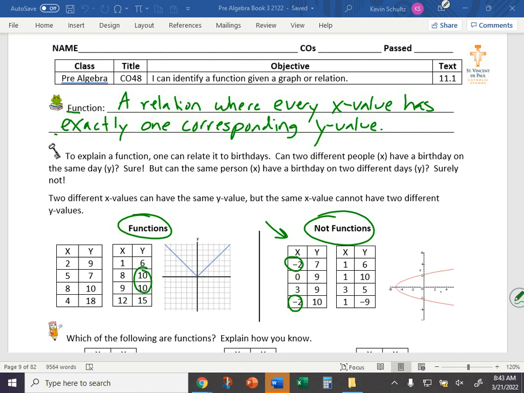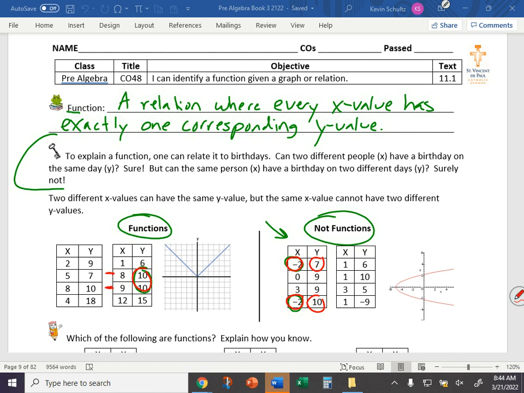Okay? This is an analogy that may help you. You can relate it to birthdays. Can two different people have a birthday on the same day? Yes. Think of this 8 as being one person, this 9 being a different person. They can both have a birthday on the same day. That's okay. On the other hand, can the same person have a birthday on two different days? No. Not a function.